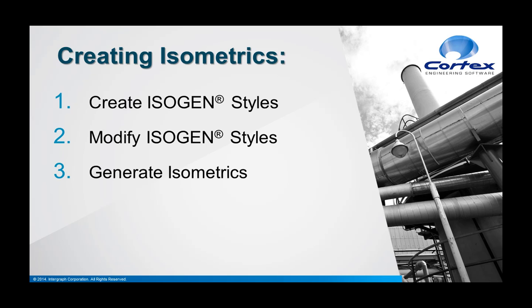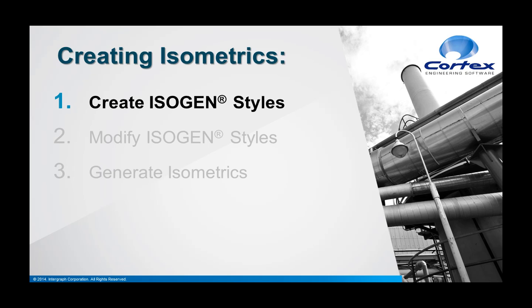In this video we'll look at how we can create isometrics in three easy steps. So these are the three easy steps to create isometrics. So let's look at each of these steps. The first one is to create isogen styles. We're going to use SmartPlant iConfigure 2014 to create isogen styles. It's very user friendly and nice to use. So let's look at how we can use this.